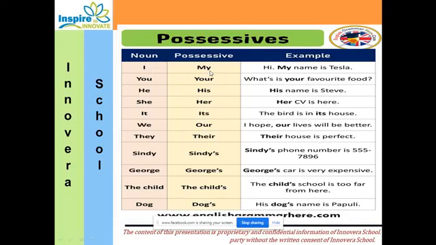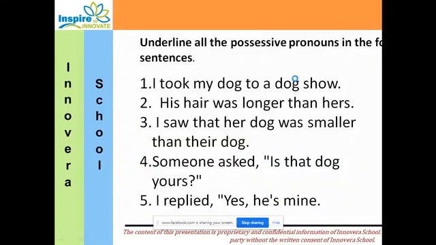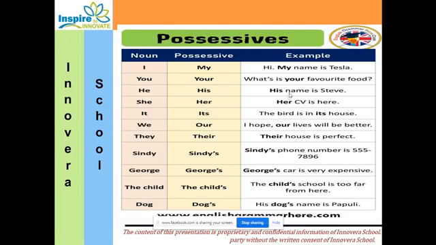My name is Tesla. My is possessive. We all know my, your, her. These are all possessive pronouns. Okay. Now see the second one. What is your favorite food? Okay. What is possessive here? Your. Here you can see it is highlighted in black. Am I right? So here your is possessive.